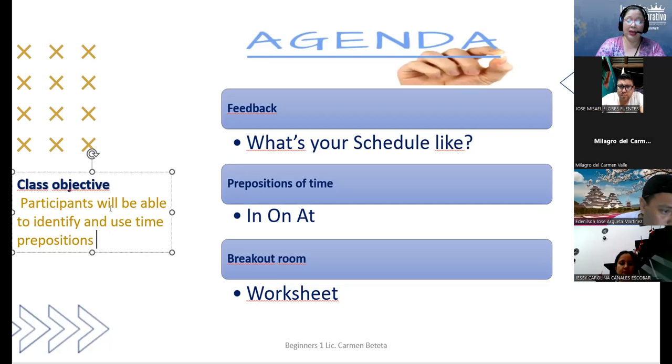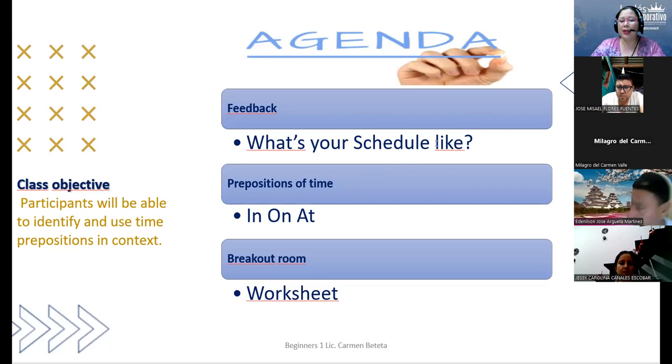It has to be clear. In context. Which context? Schedule context, okay? What are the prepositions of time we're going to study? In, on, at. Estas tres preposiciones son también usadas en otro contexto, en el contexto de lugar o ubicación de las cosas, ¿verdad? Aquí no estamos hablando de lugar ni de ubicación, aquí estamos hablando de expresiones de tiempo. Time expressions. Prepositions of time.